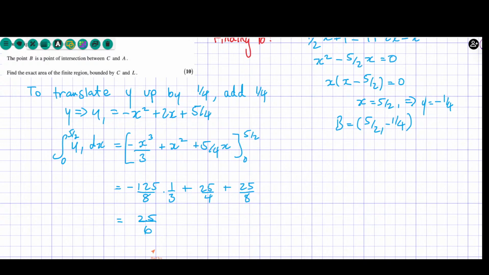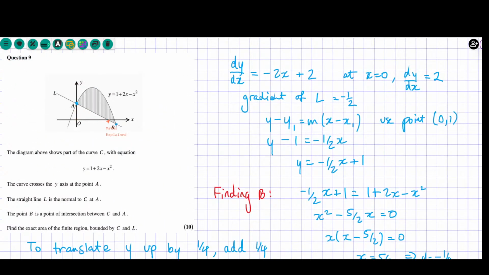And now we need to subtract the area of this little triangle here, which has a height of, and what did we find for the line? It intersects at 1, so it has a height of 1.